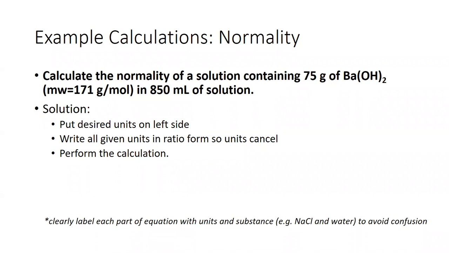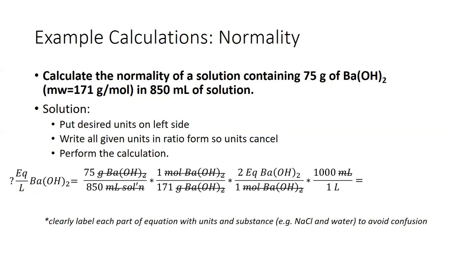All right, so now we're going to look at calculating the normality of a solution containing 75 grams of barium hydroxide. That has a molecular weight of 171 grams per mole, and we have 850 milliliters of solution. So we're going to put the desired units on the left, which is equivalents per liter, and then put what we do know, which is 75 grams of our barium hydroxide in 850 milliliters of solution. We do know the molecular weight here, but I will not always give you the molecular weight. You will have a periodic table and you'll have to calculate the molecular weight, so be aware of how to calculate the molecular weight from a chemical formula.